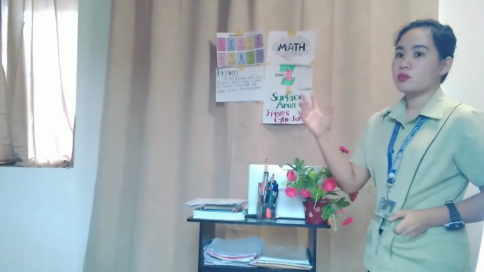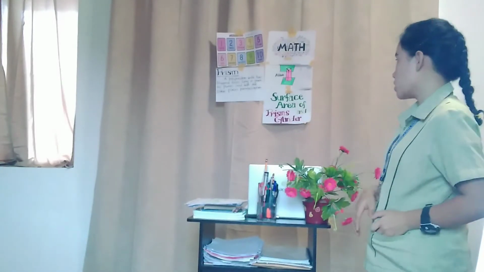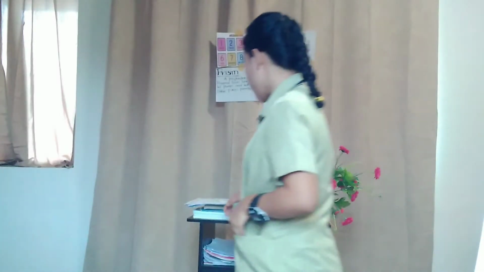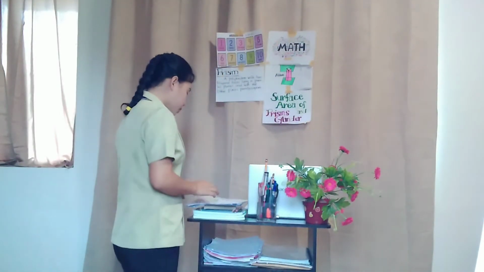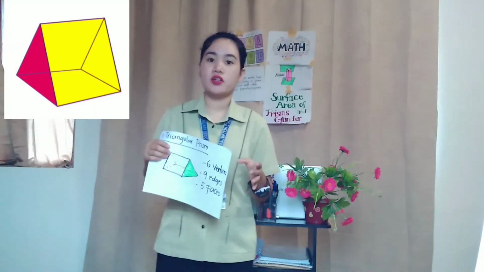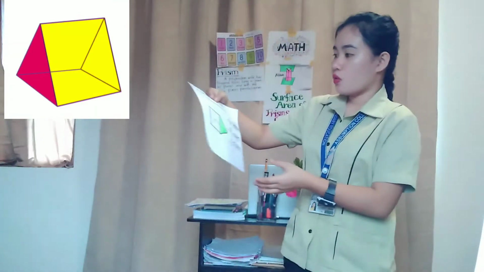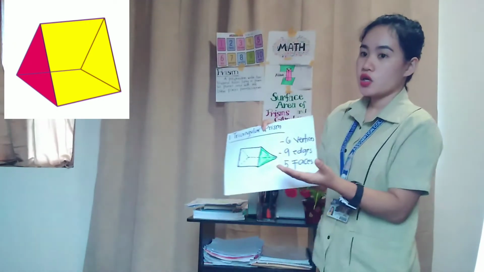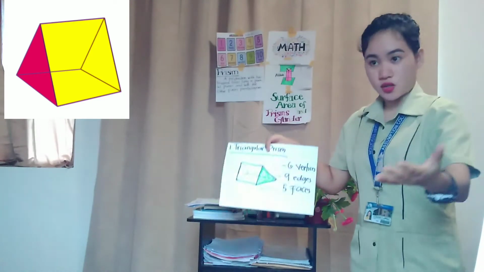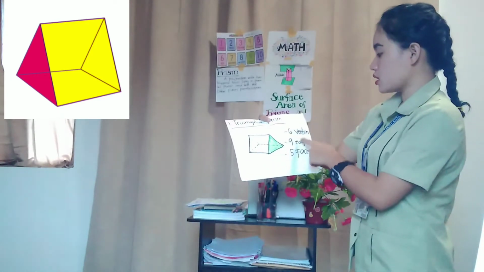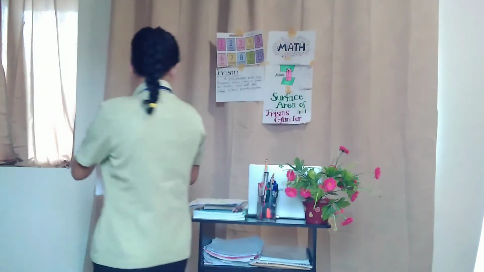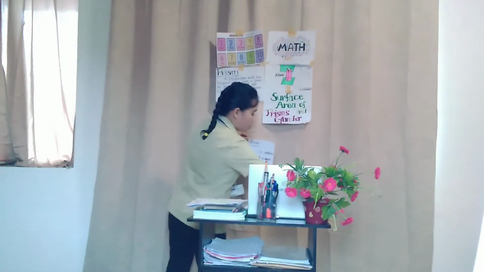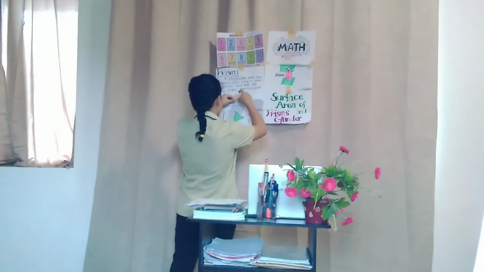There are many types of prisms depending upon the shape of its top and bottom faces, or its cross section. Let's say we have examples here. First, we have a triangular prism. Why is it a triangular prism? Because its top and bottom faces are triangles in shape and all other faces are rectangular. It has 6 vertices, 9 edges, and 5 faces. So it is the first example of a prism.